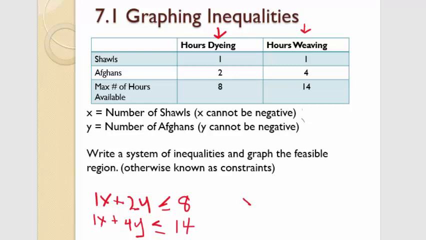The number of shawls has to be greater than or equal to 0. And the number of afghans made must be greater than or equal to 0 as well. So now let's graph what's called the feasible region. These are all the numbers of shawls and afghans that I can make in one day if I have 2 employees and myself working 6 hours.